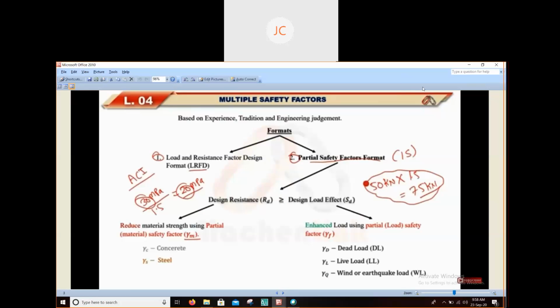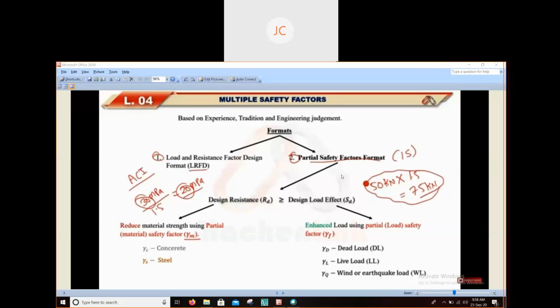Now you can see, as I said before, we are using multiple safety factors. These multiple safety factors were given by practicing engineers based on their experience. Generally we have two types: the load and resistance factor design format and the partial safety factor format. The first one is used in ACI, the American code of practice. This is considered not in India but in the USA, so we will not discuss it. In the IS code, the provision is to use the partial safety factor.